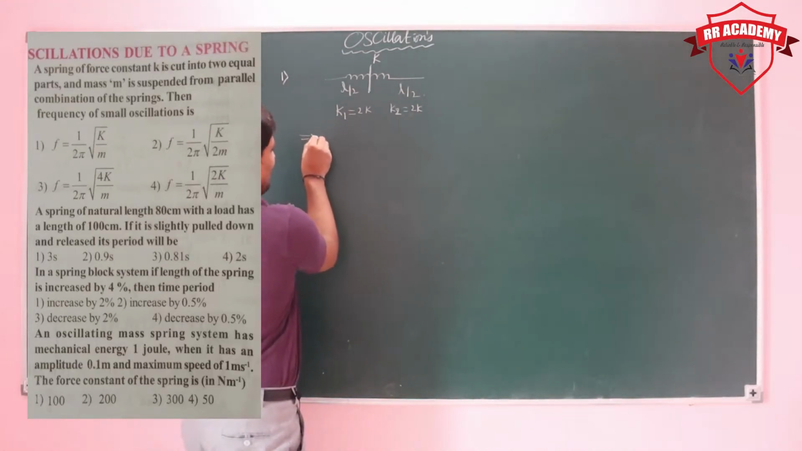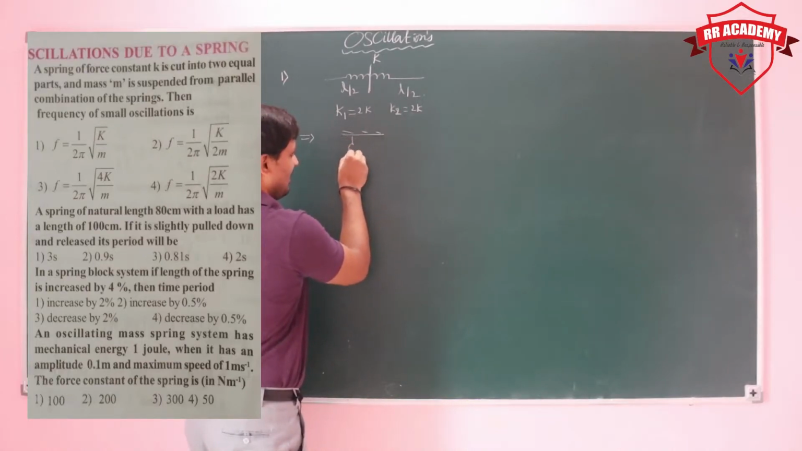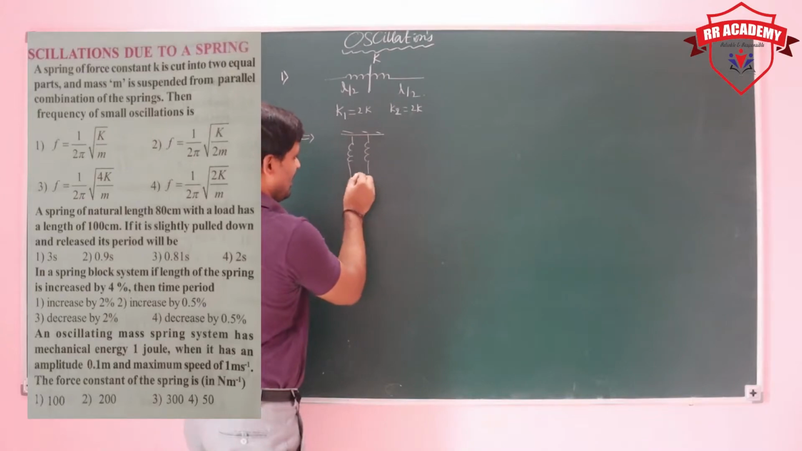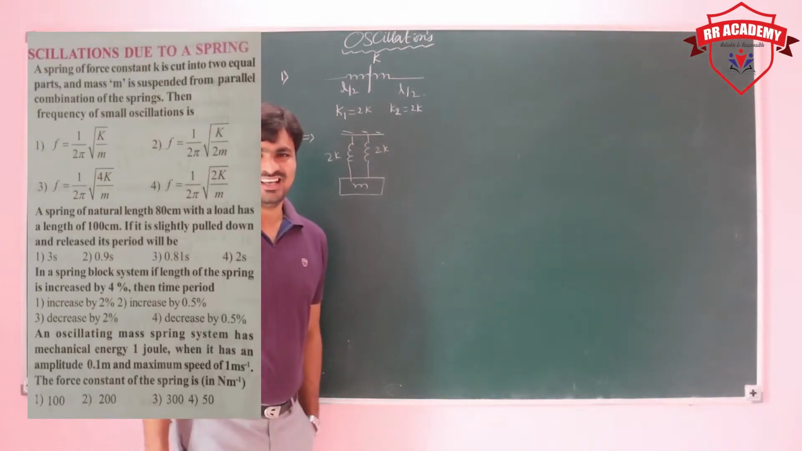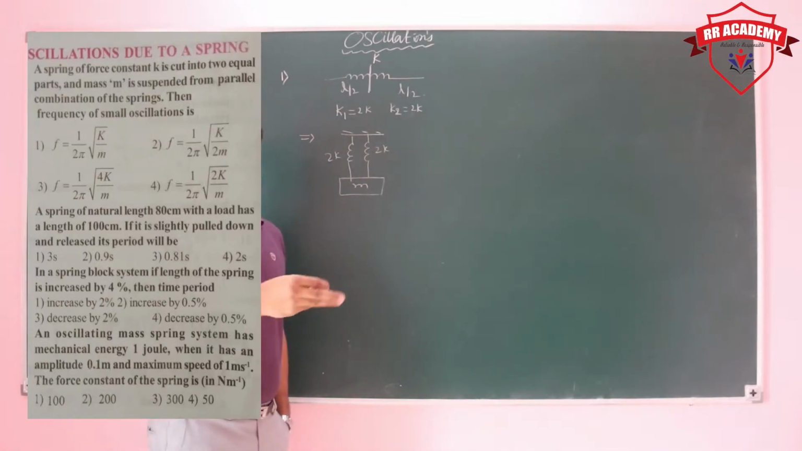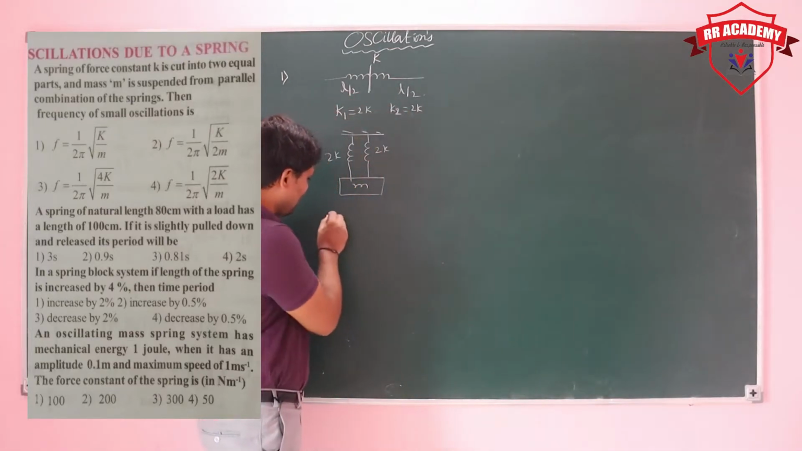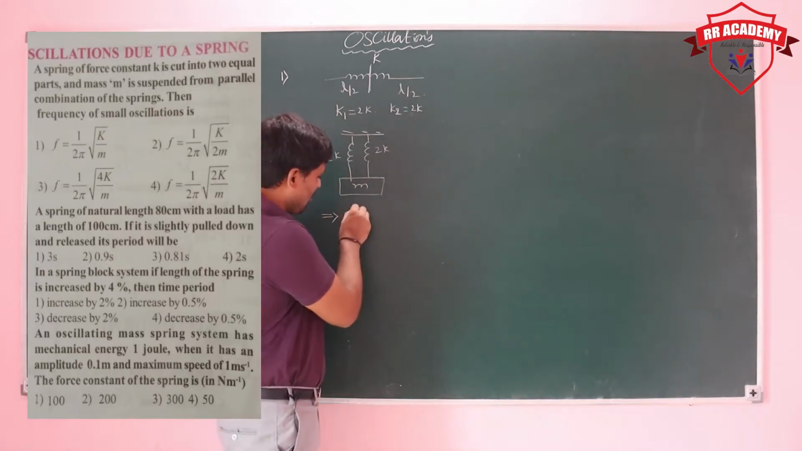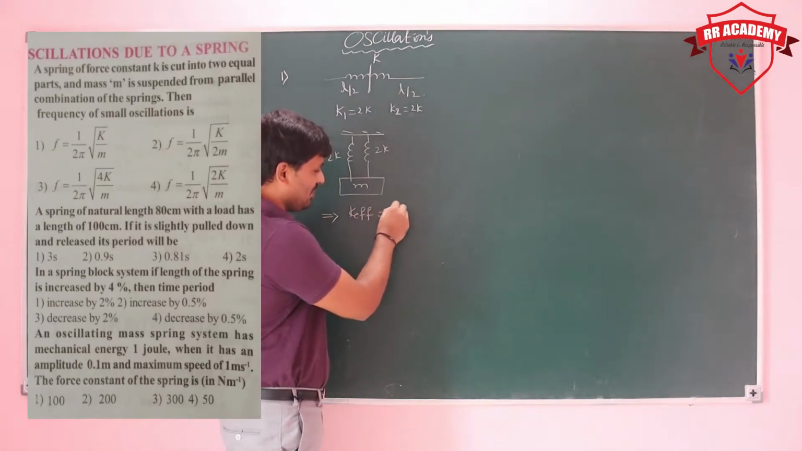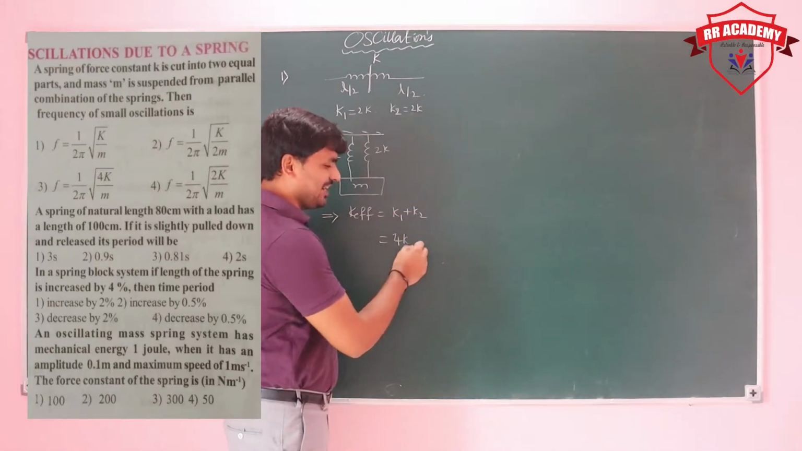Now, these two parts are connected in parallel and suspended by a mass M. So this is 2K and this is also 2K. So now what happens to the time period and the frequency of oscillation? See here, now this is which combination? Parallel combination. Parallel combination means the effective spring constant will be K1 plus K2, 2K plus 2K, 4K.